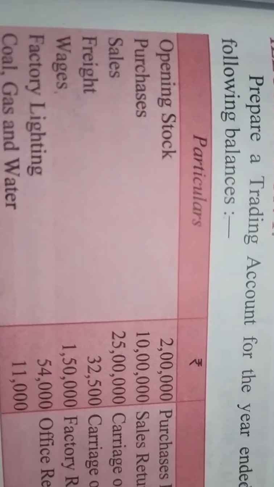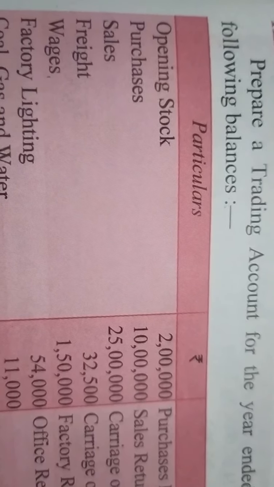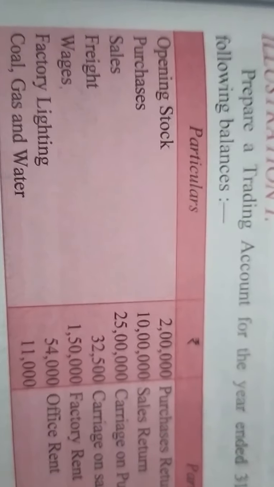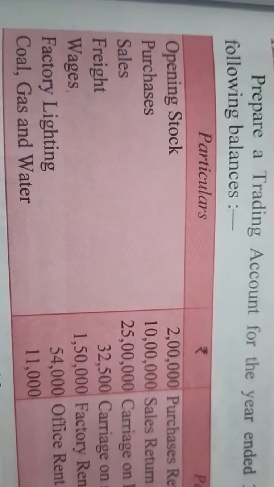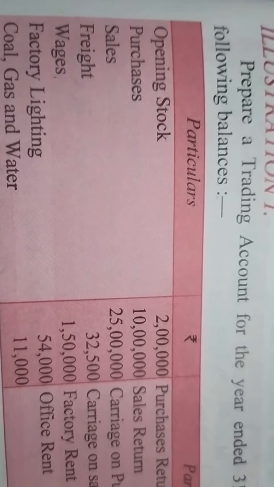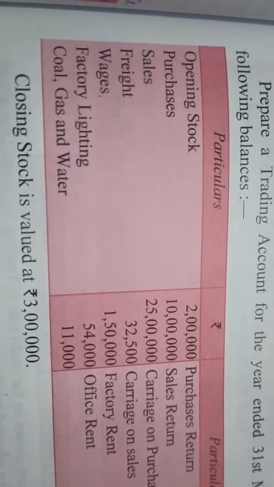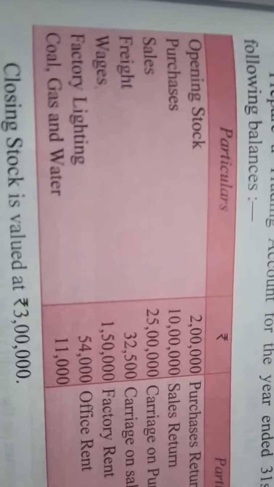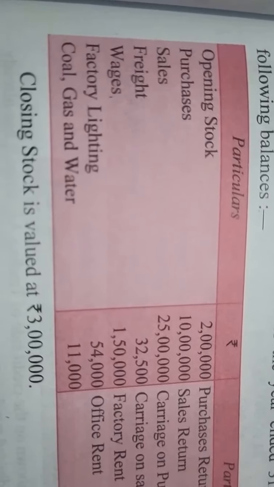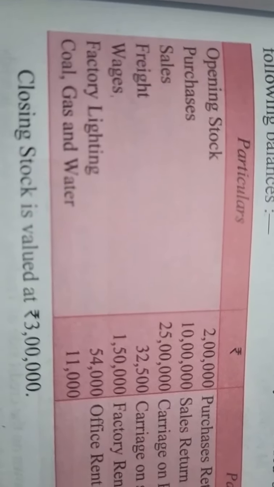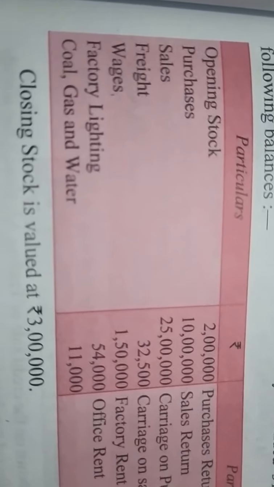Freight. Freight is shown on the debit side of trading account. That is the shipping charge. Wages are also shown on the debit side of trading account. The remuneration which is provided to the factory workers. Now, factory lighting, all the factory expenses are shown in the trading account. So it will also be shown on the debit side of trading account. Coal, gas and water will also be shown on the debit side of trading account.